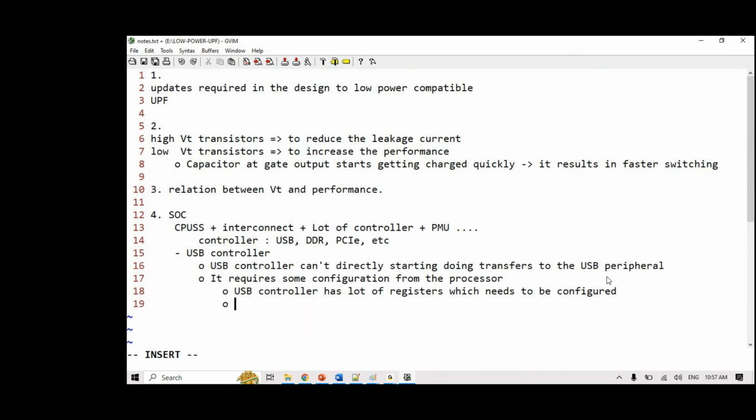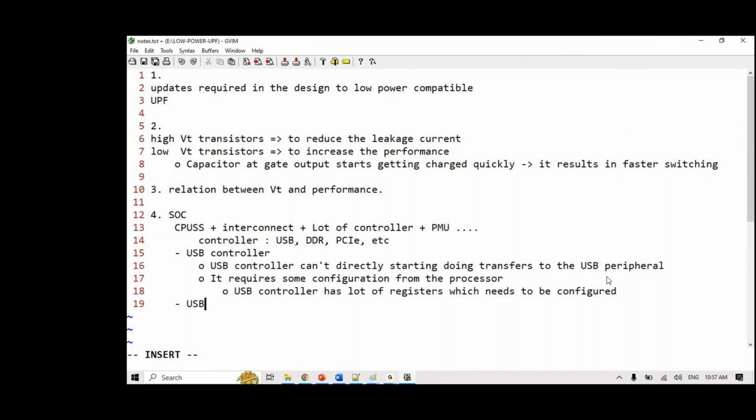Rather, suppose I have a specific requirement where I won't be using USB for some amount of time. What can I do? I can cut off the logic where the USB controller is present. Let's say the USB controller is in one particular domain, where I can cut off the voltage for that domain and save power. A significant amount of power can be saved. Both dynamic power saving and static power saving will come.